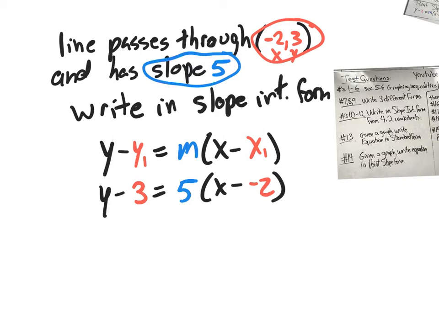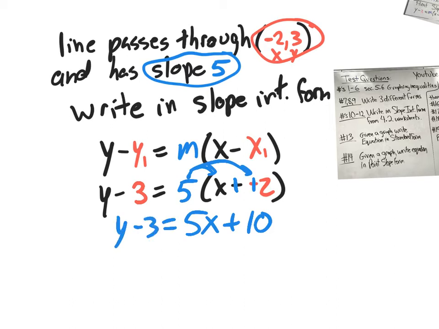So let's take this 5 and go 5 times x, that's 5x. 5 times, this is really a positive 2, by the way. I'm sorry, I should have done that first. A negative negative changes to plus plus. So 5 times 2 is 10. And we still have the equal sign, the y, the minus 3. So I need to get the y by itself, plus 3 there, thank you. Plus 3 over here. So our slope-intercept form equation, y equals 5x plus 13.